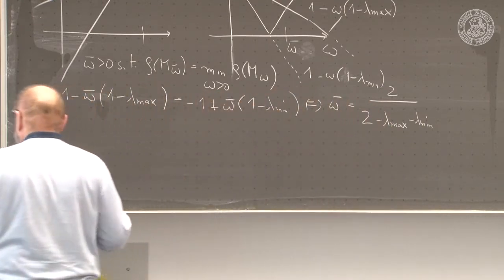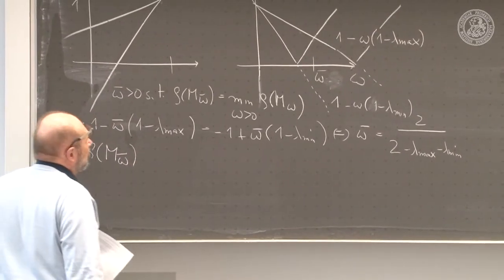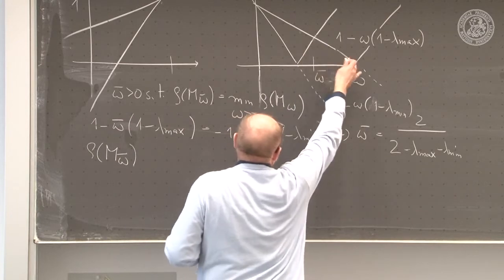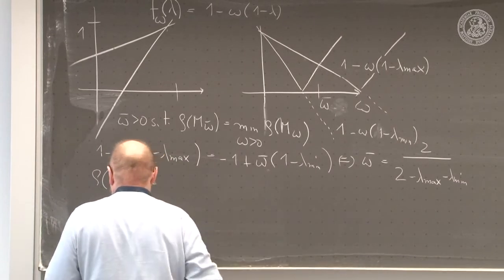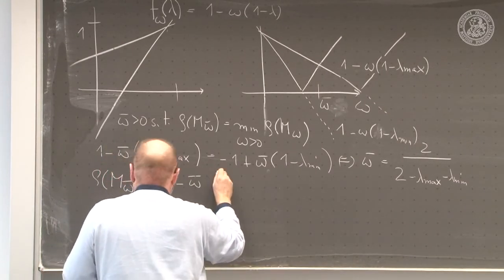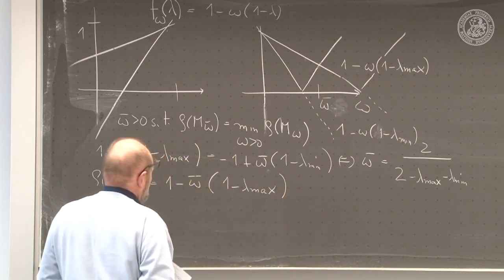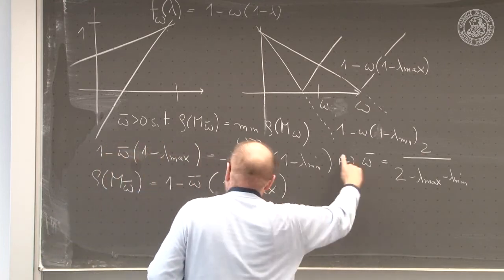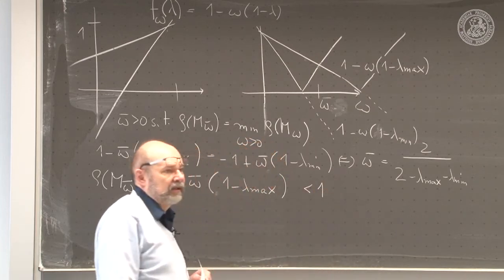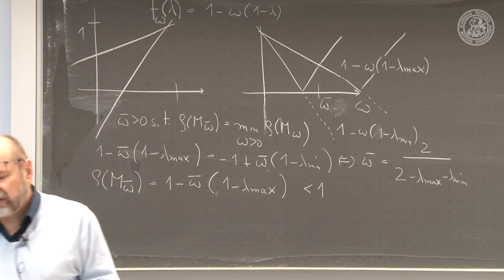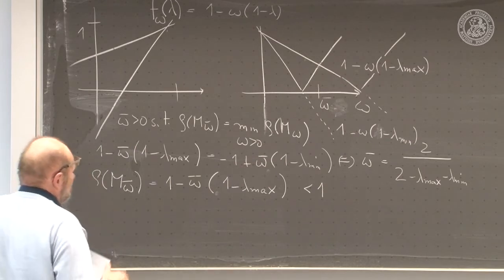And what we have achieved now is, if we compute what the spectral radius at this point is, then we have to take one of these two lines, either this one or this one, and evaluate it at the omega bar. So we have 1 minus omega bar times 1 minus lambda max. And if you plug this in and so on, then you see this is less than 1. So by optimal relaxation, we can make the Richardson iteration converge.